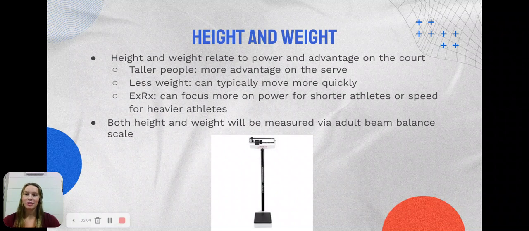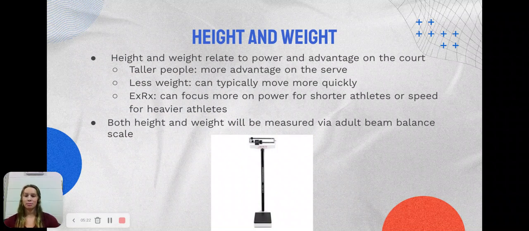For height and weight, this is just anthropometrics, and it's important for tennis because taller people might have an advantage on the serve because they have more angle to use and they might be a little more powerful. And also, smaller people with less weight can typically move more quickly across the court.